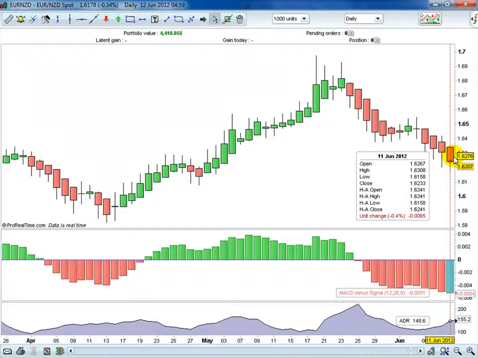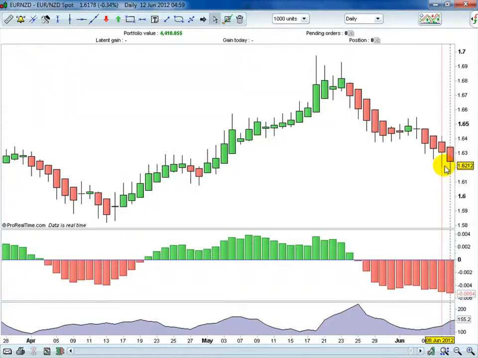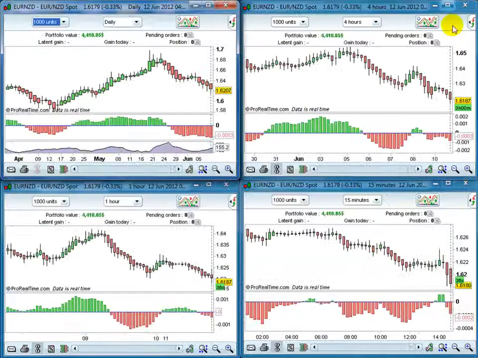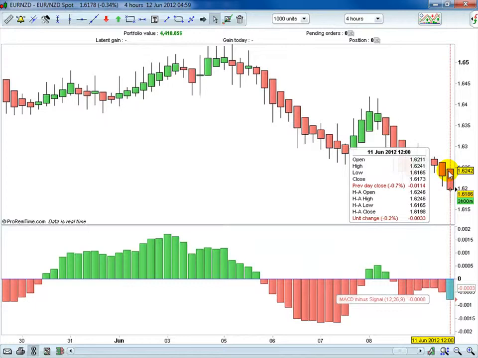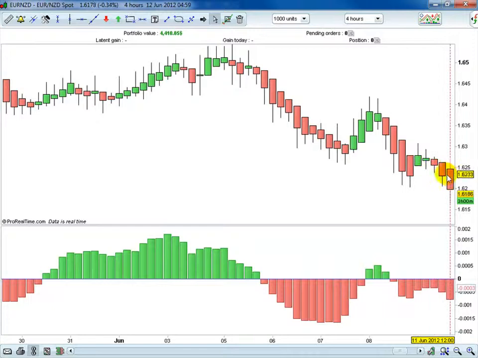So there's the first red histogram bar. On the latest close, Friday, June 8th, it was down. It was bearish, so the daily chart is bearish. So then we come to 12 p.m. GMT, June 11th, which is the closest timestamp on this chart to the potential entry point.